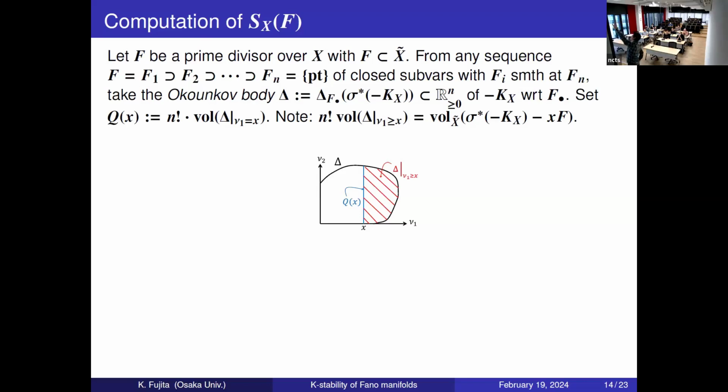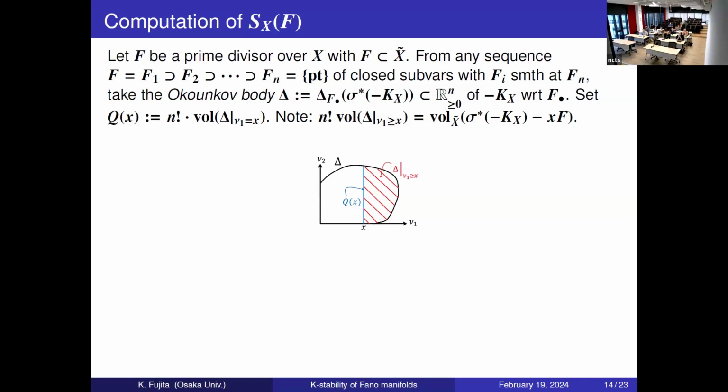As before, let F be a prime divisor over X. And let us take a model X tilde such that F can be realized as a prime divisor on X tilde. I forgot to mention that the values log discrepancy and Sx of F do not depend on the choice of model. Okay, now let us explain in terms of the Okounkov body.